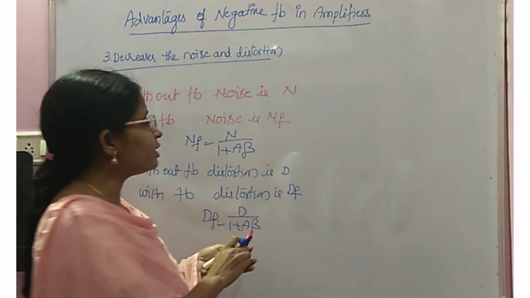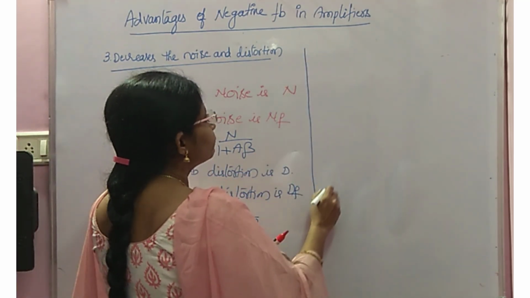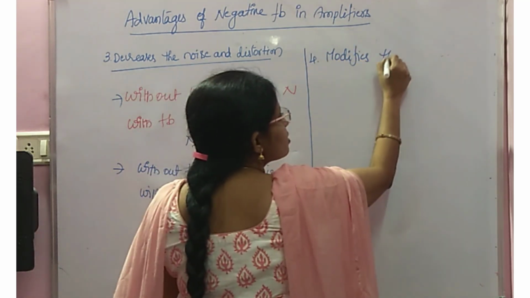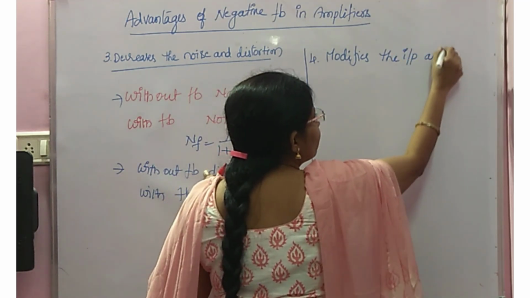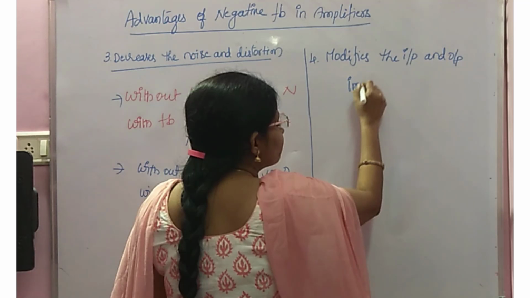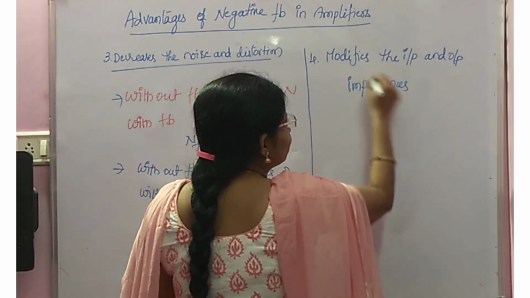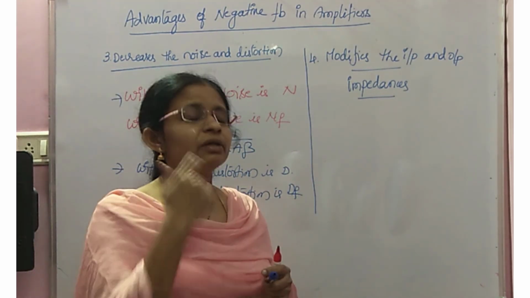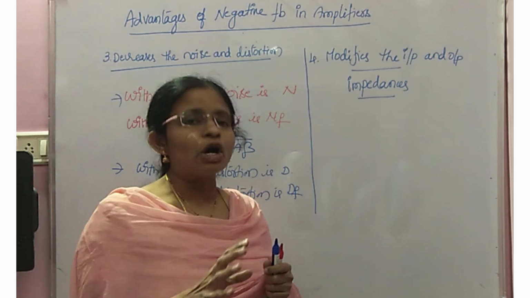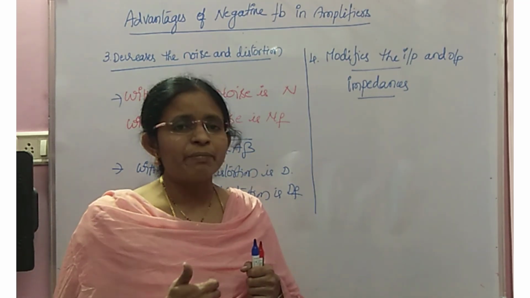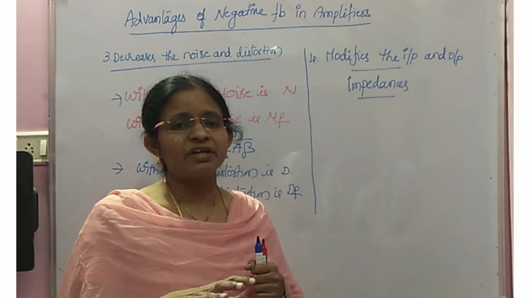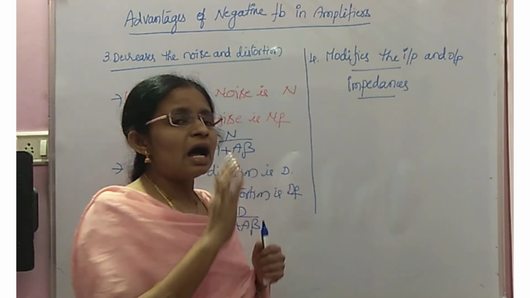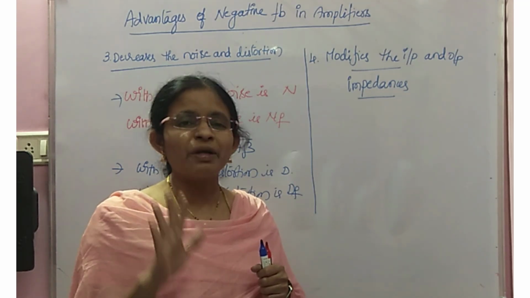The fourth point is that negative feedback modifies the input and output impedances of the feedback amplifier. This is a big concept. We must define the types of feedback amplifiers and draw the feedback amplifier equivalents. This is a big topic. So in the next class, I will cover how the negative feedback modifies the input and output impedances.